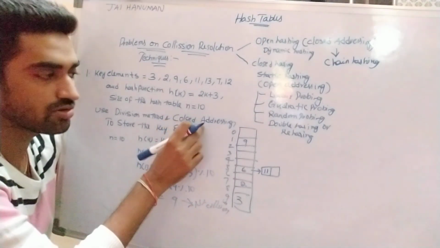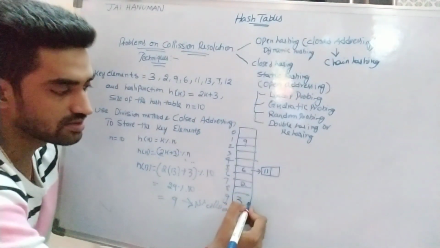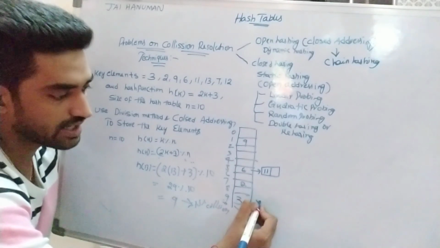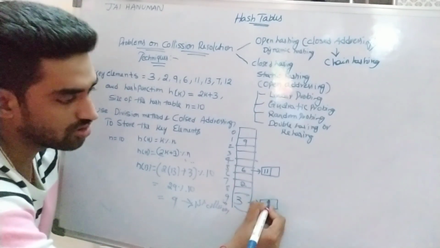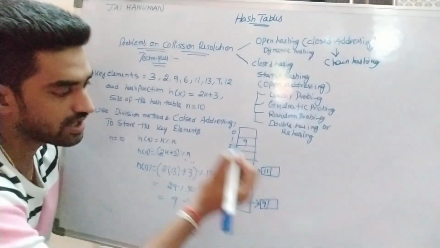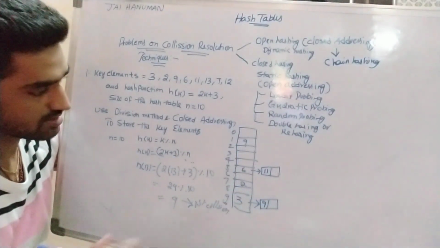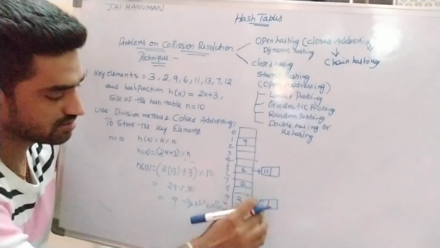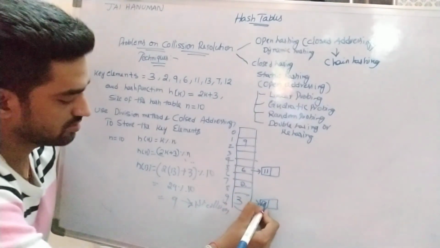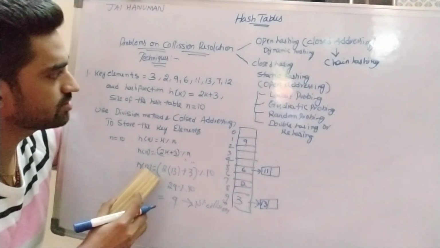So here we are implementing closed addressing mechanism. For that purpose, I am creating linked list at position 9. So that's why I am creating one node. So in that node, I am placing key value 13. Right? What is the next inserted key value?